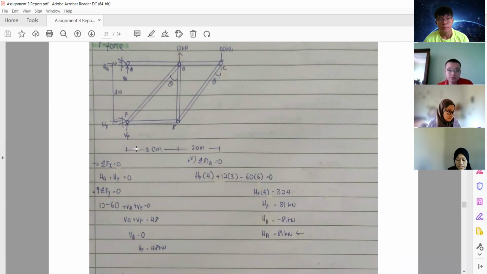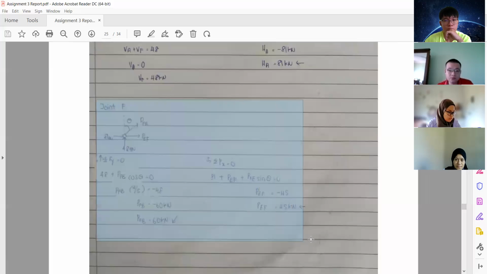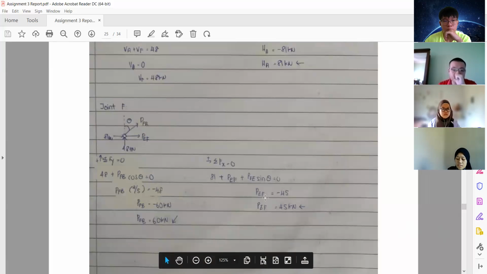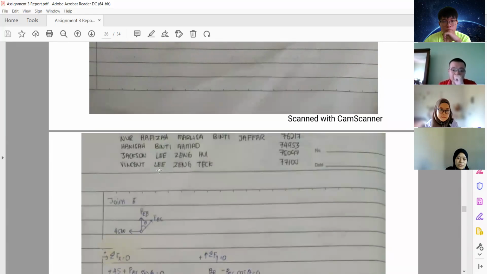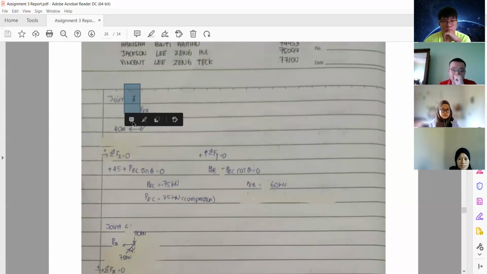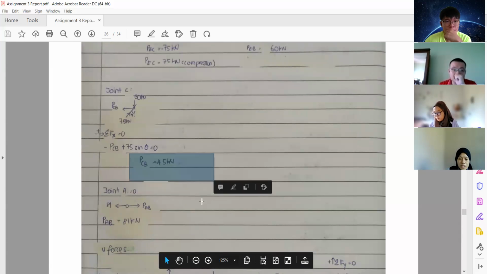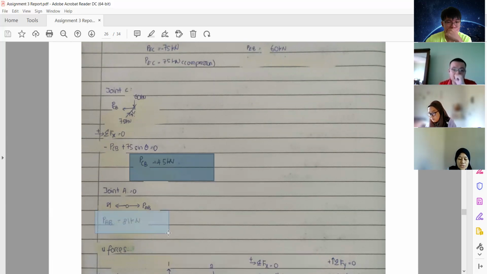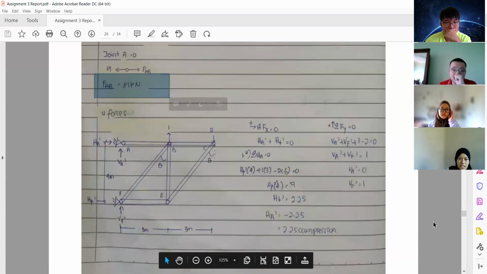So for joint F, this is joint F. So we get the values here, PEB, PFB, and PEF. We continue again to joint E, values PEC, PEB. Joint C, we get the value for PCB. Joint A, we will get the value of PAB. And then we calculate the U force.